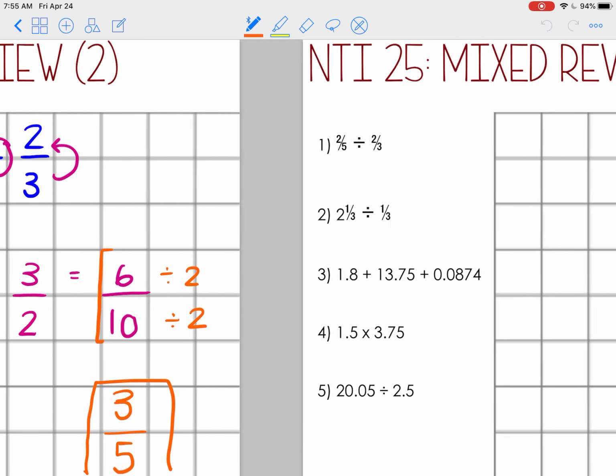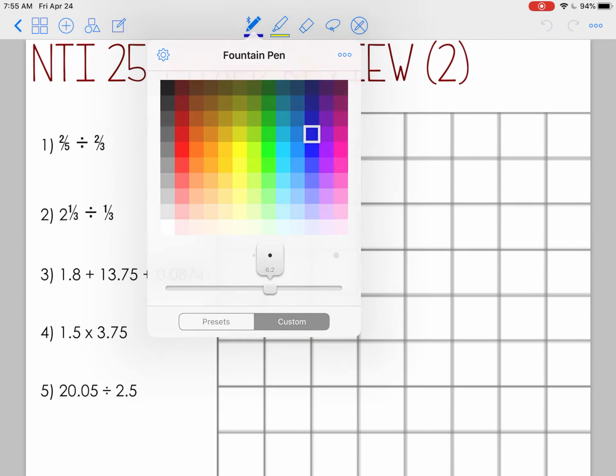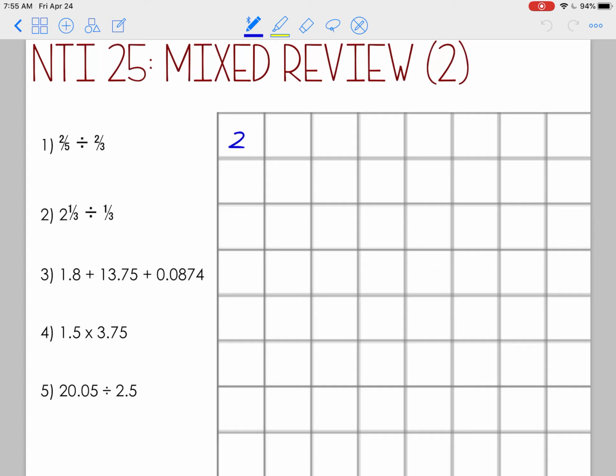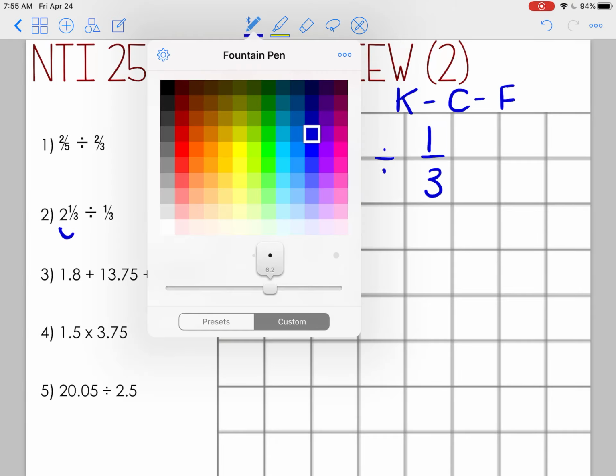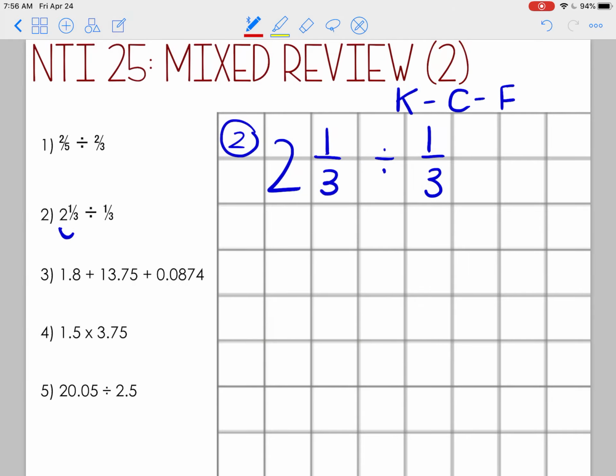Let's take a look at number 2. We're still dividing fractions here, but number 2 is a little bit different because we have a mixed number for our first piece. Okay. Now remember, dividing fractions, we're going to keep, change, flip. So go ahead and rewrite your original problem first. So we have 2 1/3 divided by 1/3. Now this is where it gets really important that we don't start skipping steps, okay?